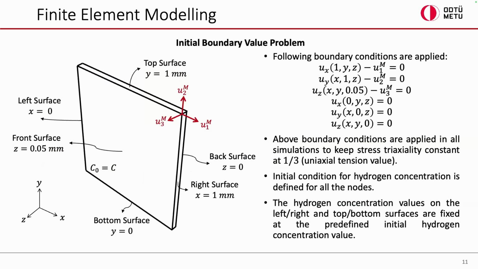Here are the boundary conditions of our cell. We try to keep the stress triaxiality constant at 1/3, the uniaxial tension value. For that, we couple the master node with the right, top, and front surfaces, and the remaining surfaces are kept fixed in their respective directions. The initial condition is defined for the hydrogen concentration, and the right, top, left, and bottom surfaces are fixed in the hydrogen concentration to keep the numerical simulation stable.